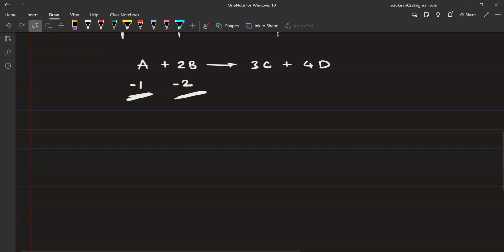1 mole of A will react to give 3 moles of C and 4 moles of D.